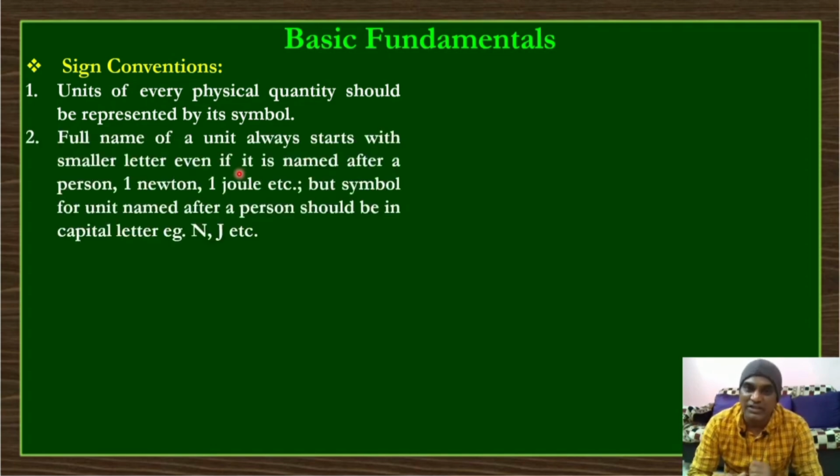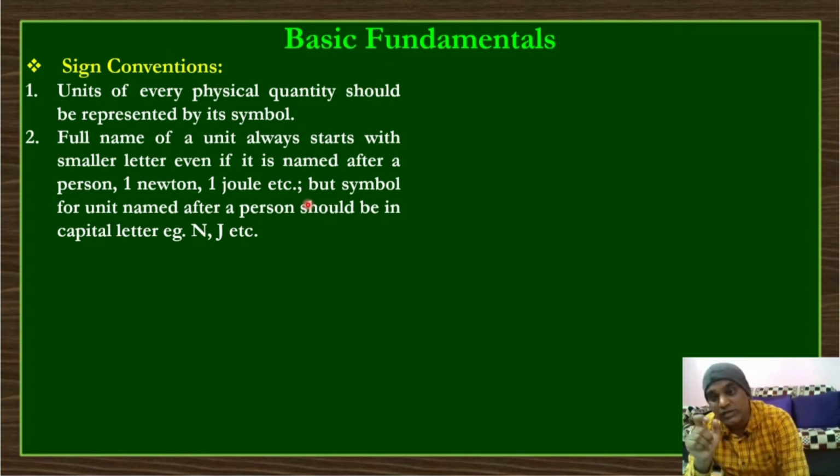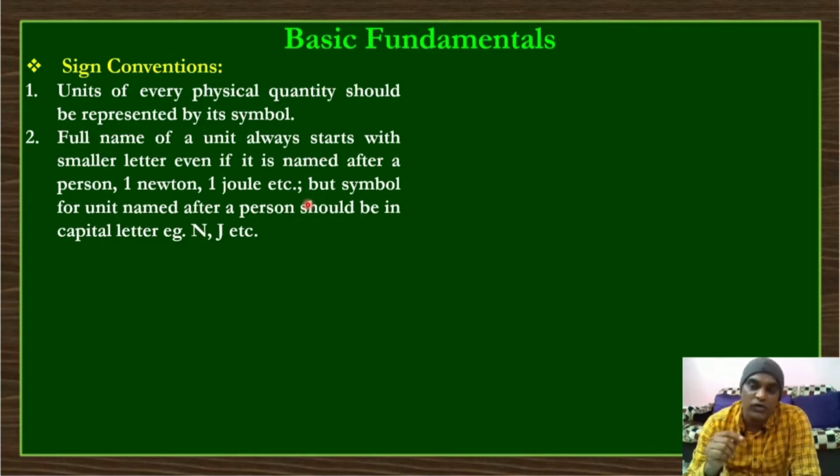Now the full name of a unit always starts with a small letter, even if it is named after a person. Okay, for example, Newton, the unit of force. While writing Newton, normally we write N as a capital because it is the name of a person, a scientist, as per the rules of English. But if we are treating Newton as a unit, because that unit is given in the name of that scientist, it becomes a unit now. And as a unit, you should write it with small letters. That n should be small here, 1 newton. So this n should be small, not capital.